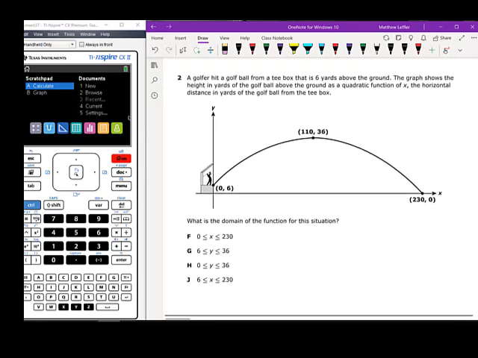A golfer hits a ball 6 feet off the ground. What is the domain? The domain is the x value. So ignore the y value, just looking at the x. It goes from 0 all the way to 230.